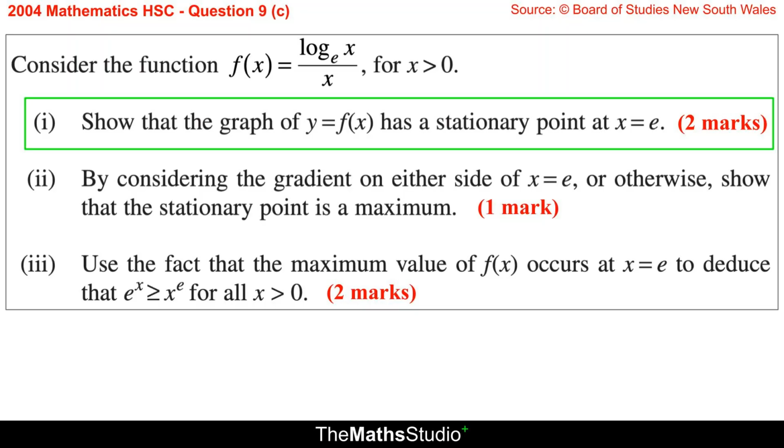Question 9, Part C. Consider the function f of x equals log base e of x over x for x greater than 0. Part 1. Show that the graph of y equals f of x has a stationary point at x equals e.